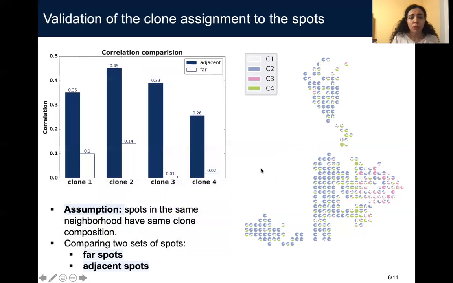And we wanted to validate our results. We assumed that spots in the same neighborhood should have the same clone compositions, and with this assumption, we used correlation for validation. We had two sets of spots, far spots and adjacent spots, and we calculated the correlation in both of them. And you can see in the results here that the correlation of the adjacent spots is always much higher than the correlation in the far spots. And it can be seen also in the results here on the right hand side, because for example on this right side you can see the pink clone is dominant and in the middle part the green clone is dominant, and so on.